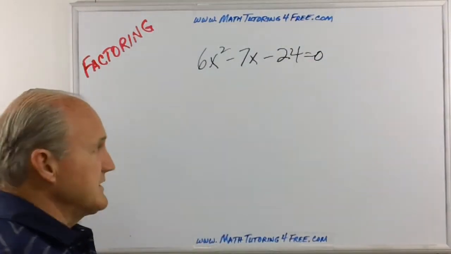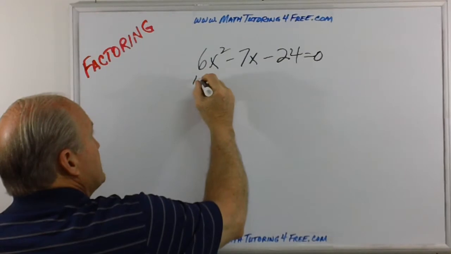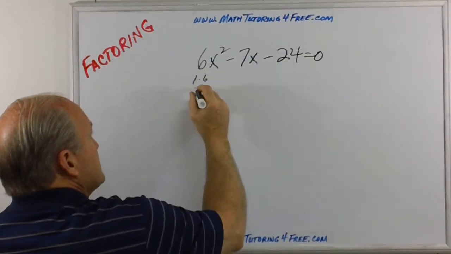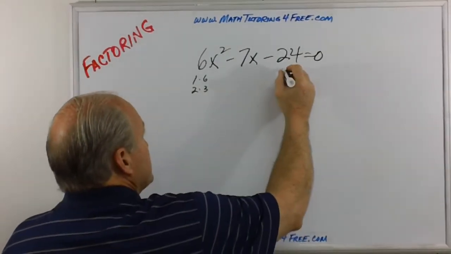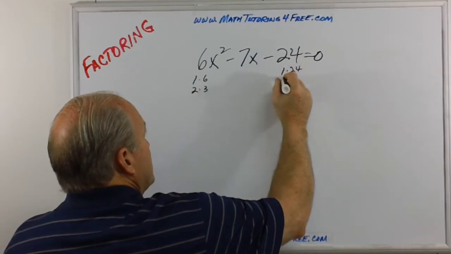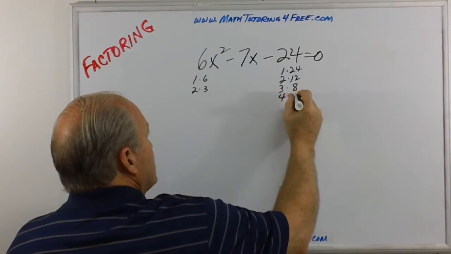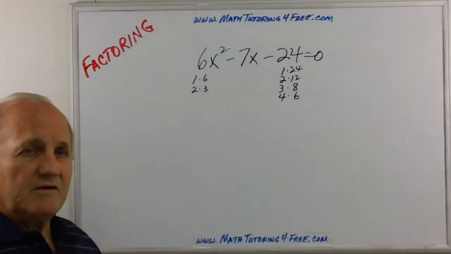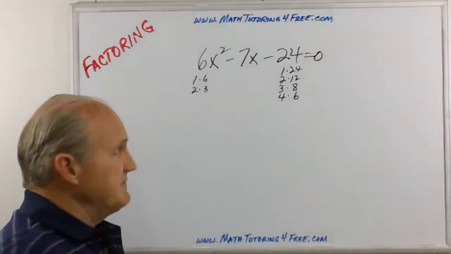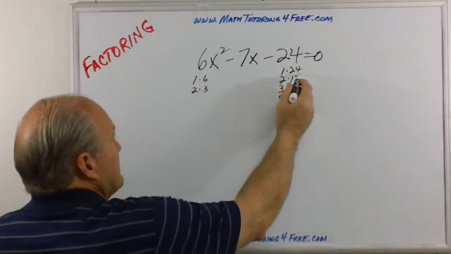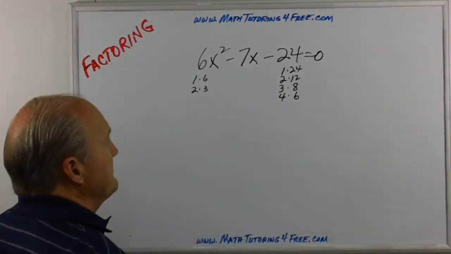Again, look at the multiples for your first term. 6, what are our possibilities? 1 times 6 and 2 times 3. But with 24, we've got more possibilities, don't we? 1 times 24, 2 times 12, 3 times 8, and 4 times 6. Okay? Looking at those, which ones are going to give us a negative 7 as a middle term? Well, I kind of tell you right now that 24 is too big. Anything we do with 24 in here, we're going to get some pretty big numbers.